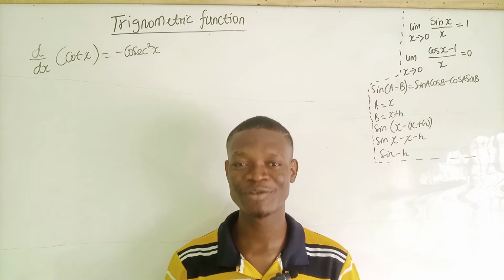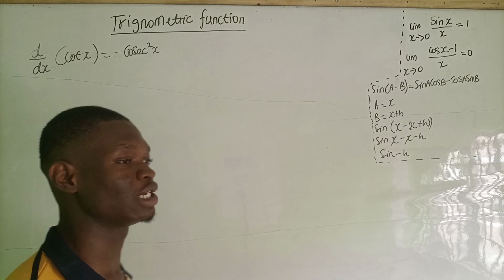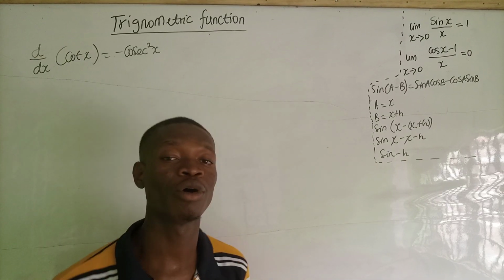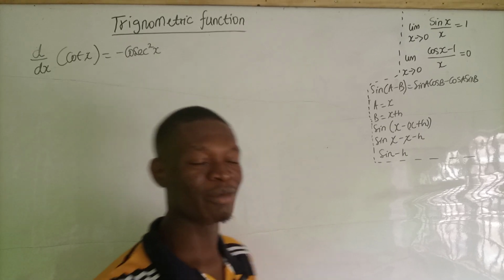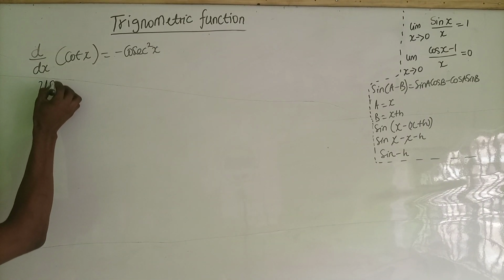Today we are going to continue from where we stopped in finding the derivative of cot x, which is minus cosec squared x, our last derivative. Come on, let's go. So we are going to use our first principle.